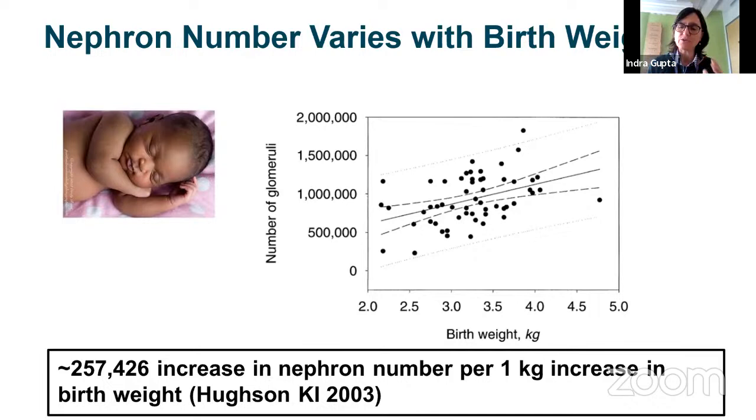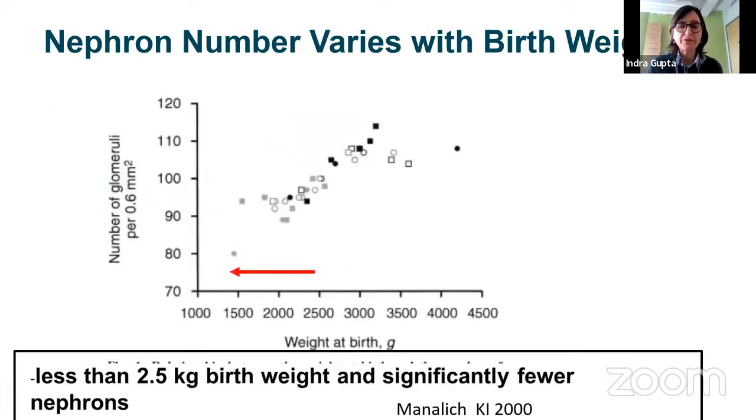And that same process is critical to the events of CAKUT. This is shown in another example, another paper by Manelik, where again they're using number of glomeruli on the y-axis for nephron number. And here they're showing another example of birth weight. Here they show that if your birth weight was less than 2.5 kilograms, this was associated with many fewer nephrons.